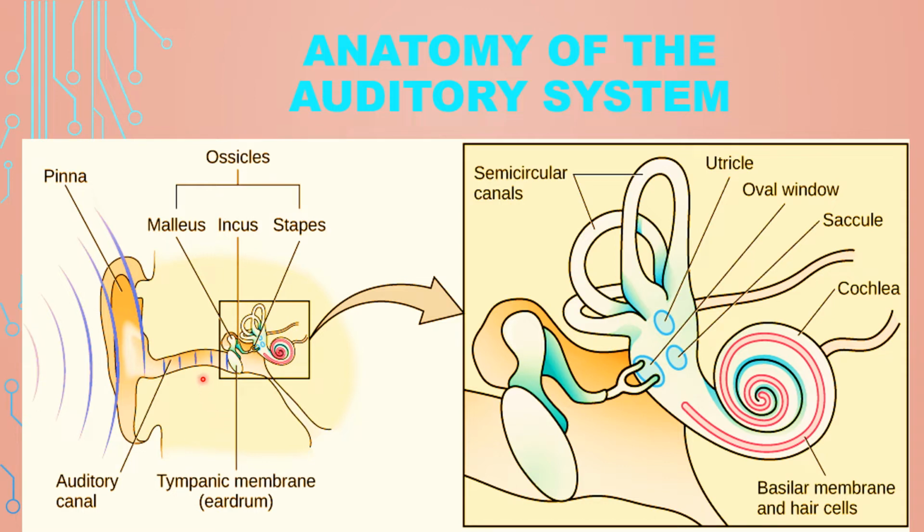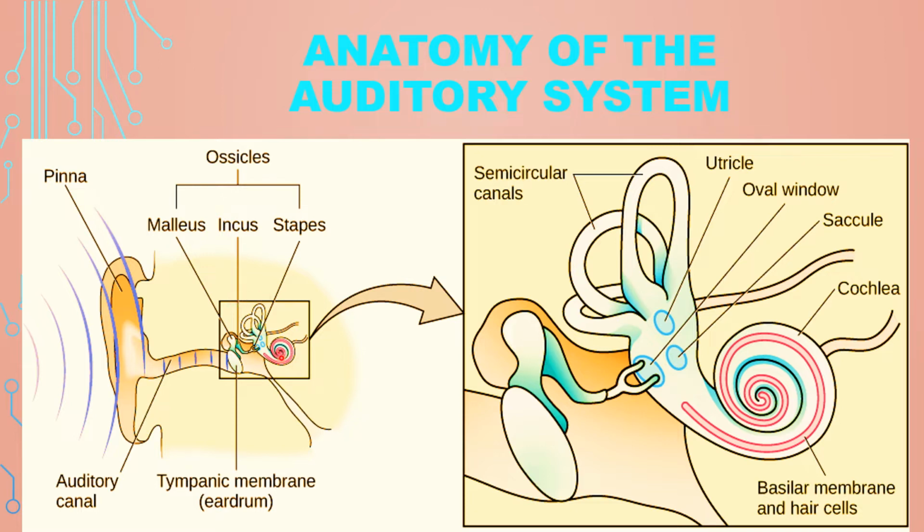Then comes the middle ear. It contains tiny bones known as the ossicles. These three bones are the malleus, incus and stapes. So these three together are known as the ossicles, and they make up the middle ear section.